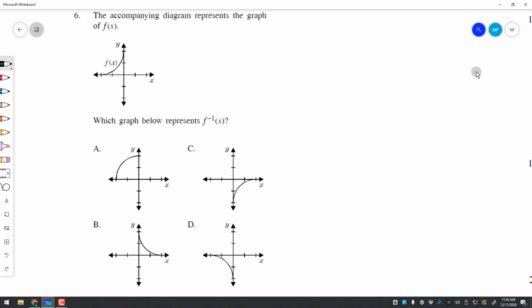Okay, number 6. The accompanying diagram represents the graph of f of x. Which graph below represents the inverse of f of x? So again, that's notation for inverse. And you might remember that inverses reflect over the line y equals x, this diagonal line. So if we imagine taking f of x and reflecting it, we would get something like that. And our graph that matches our reflection is graph C.